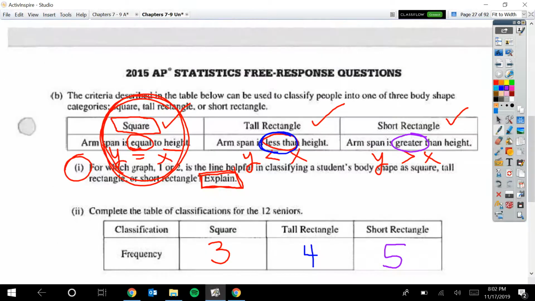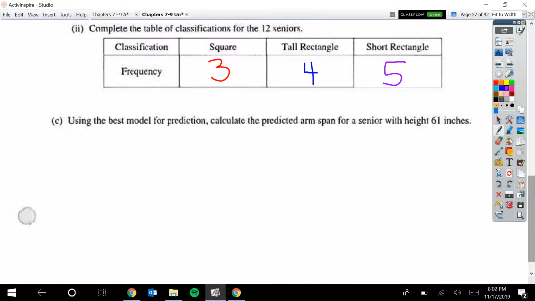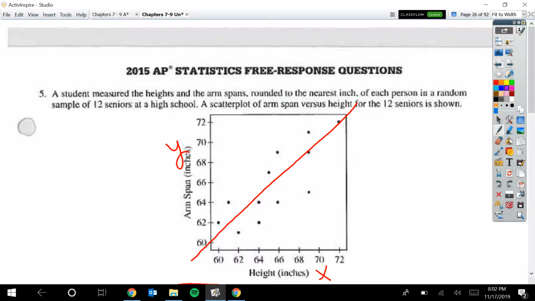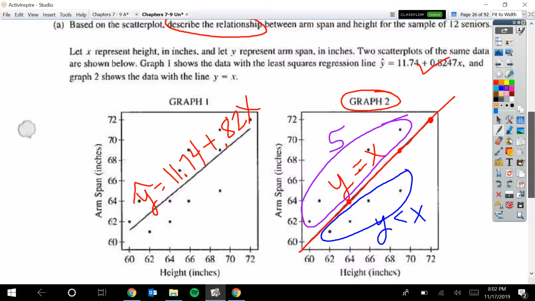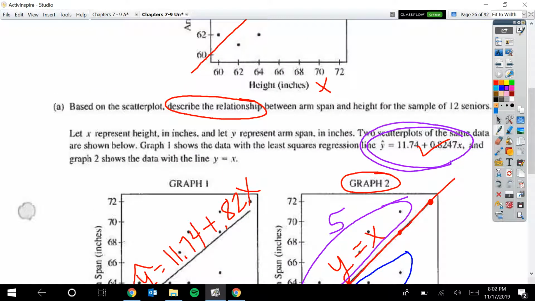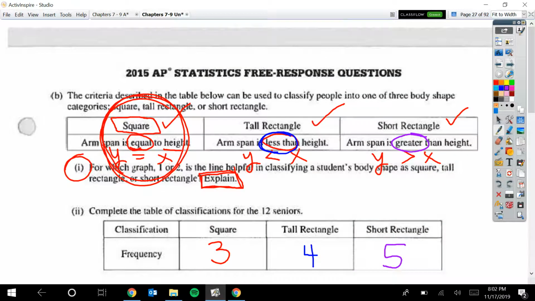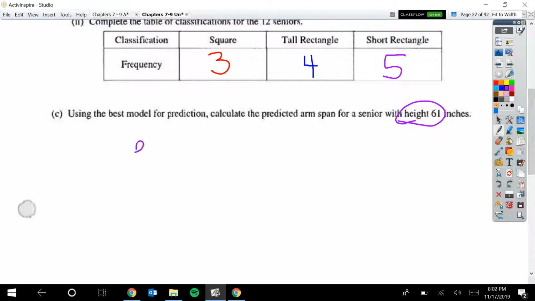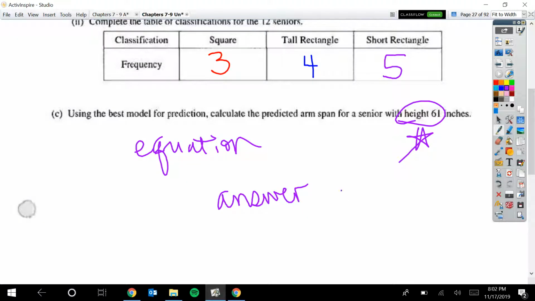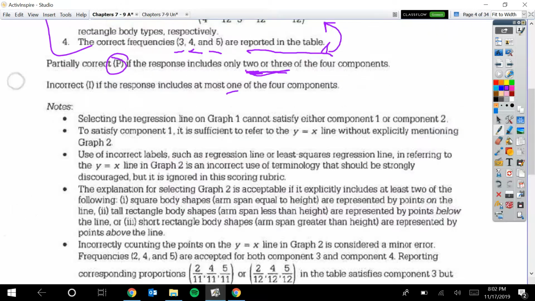Now let's go to the final section. The final section is use the best model for prediction and calculate the arm span for the height of 61 inches. Okay, so they said use the best model for prediction. So that means use this. Okay, so in order to get credit for this, you had to show the work, you had to show the equation, you had to show plugging 61 in, and then you had to give your answer, and your answer had to have the units inches attached to it for context.